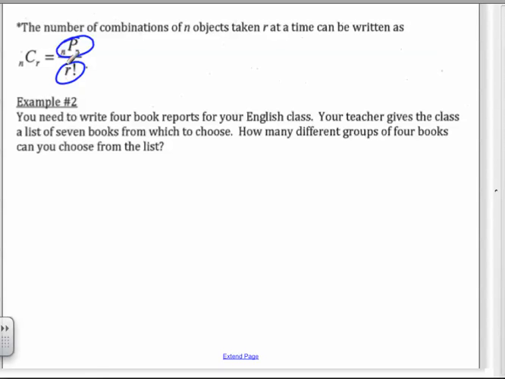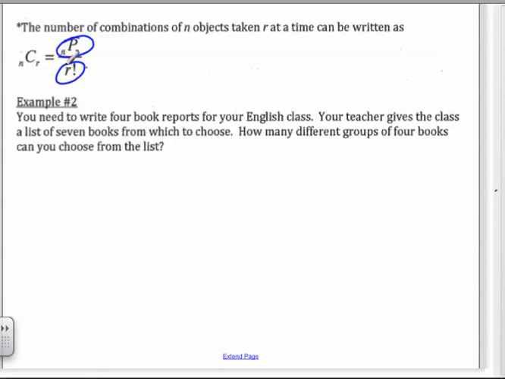It says you need to write 4 book reports for your English class. That's not much. Why don't you people read? Your teacher gives the class a list of 7 books from which to choose. You don't have to do all 7. You just have to do 4, but you're going to choose from 7. How many different groups of 4 books can you choose from the list?